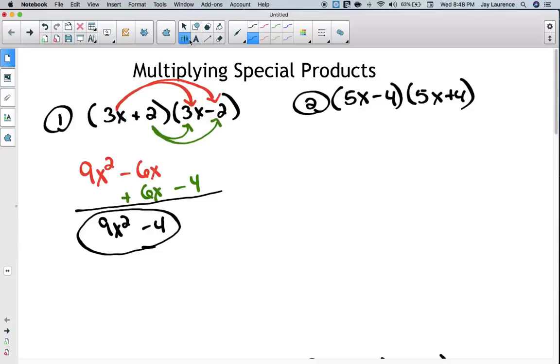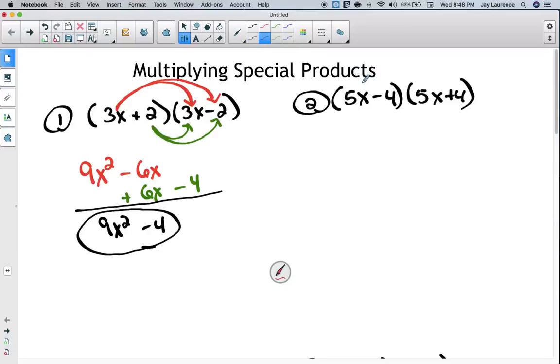Now, if you go back and look, we had a 3x plus 2 in the first quantity and a 3x minus 2 in the second quantity. I wonder if that had something to do with these terms canceling out here. Let's try it again. Let's double distribute. In fact, go ahead and pause the video. I want you to do number 2 on your own.